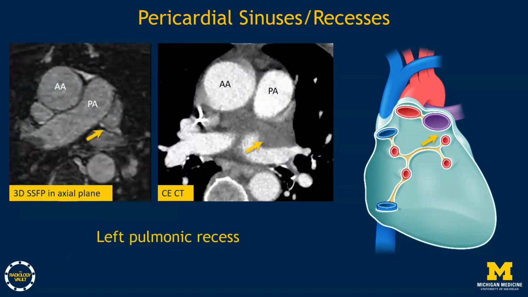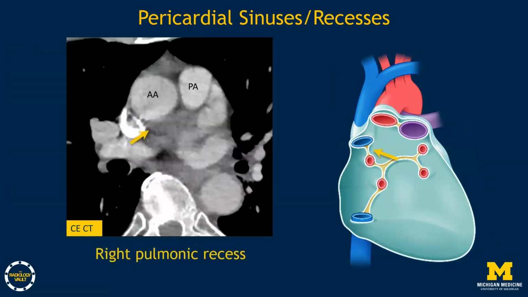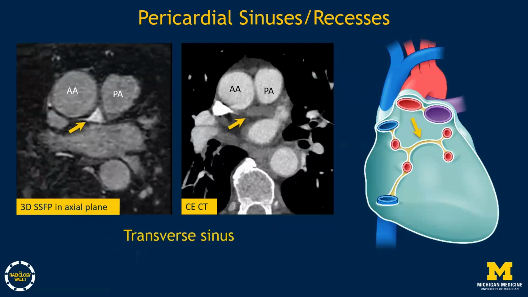Another recess is the recess below the left main pulmonary artery and is called the left pulmonic recess. Note the fluid density. The recess below the right pulmonary artery is called the right pulmonic recess. Again, note the fluid density. In between these two recesses, there is a transverse sinus.